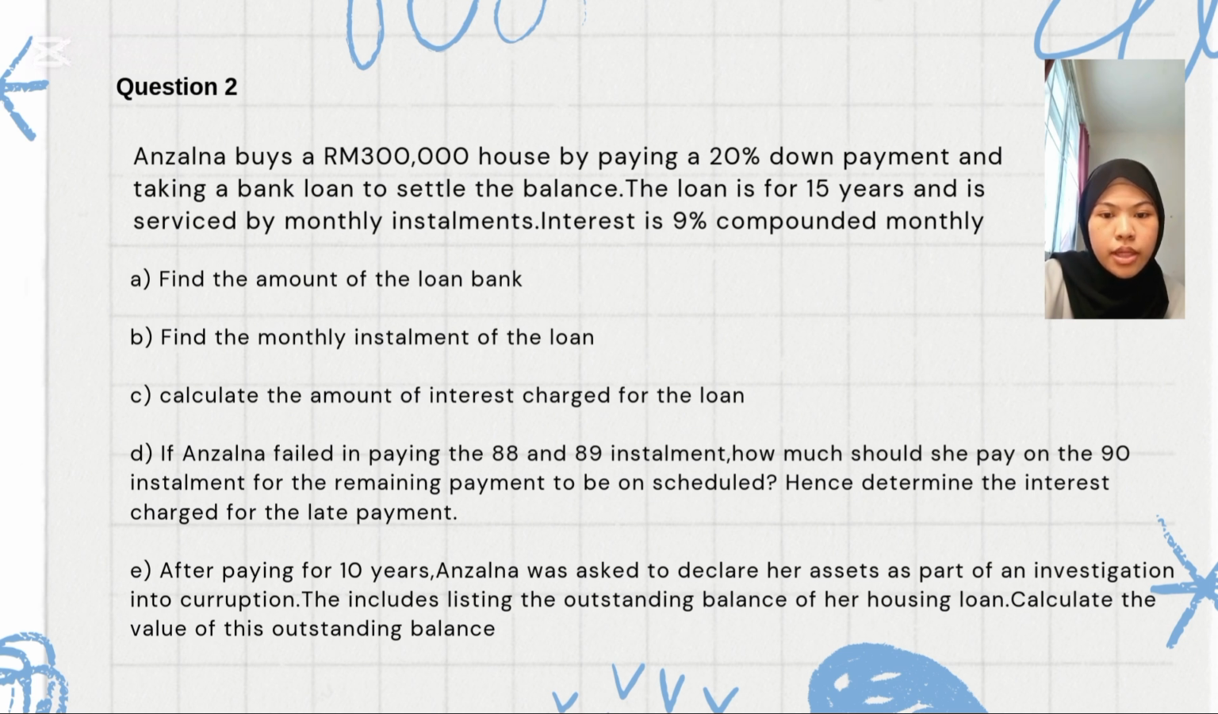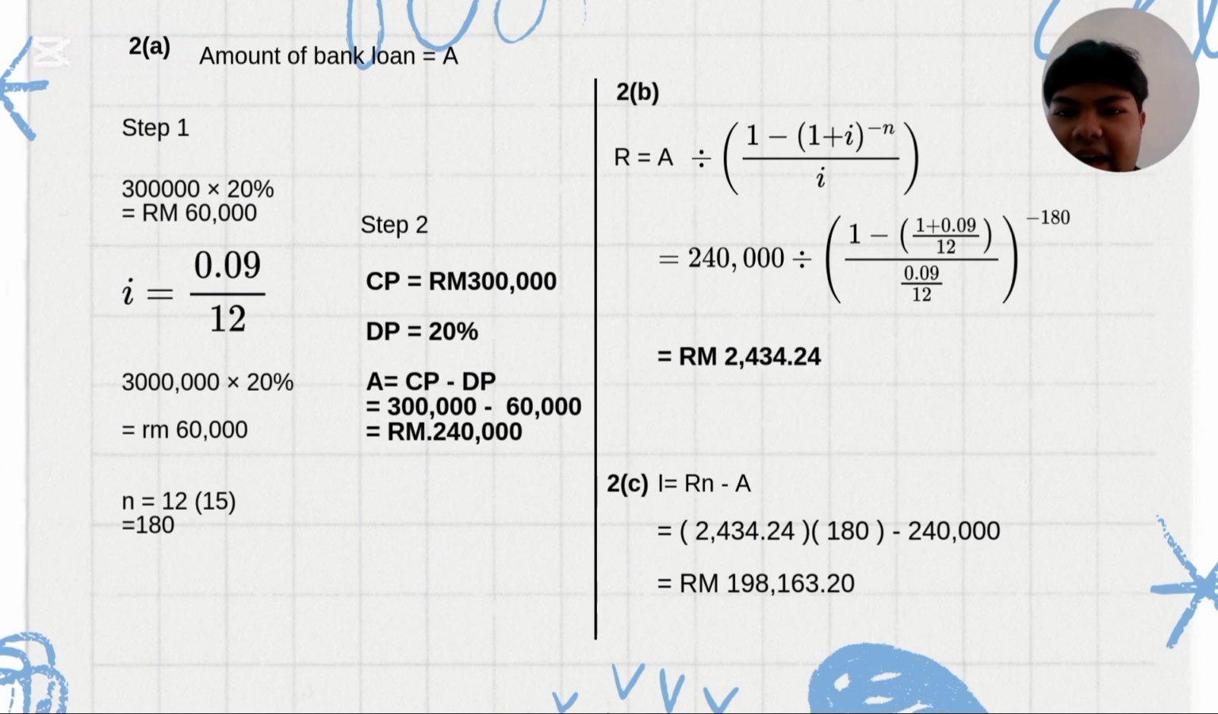And for the last question is E. After paying for 10 years, Anzana was asked to declare her assets as part of an investigation into corruption. This includes listing the outstanding balance of her housing loan. Calculate the value of his outstanding balance. Now, we'll proceed to our question.